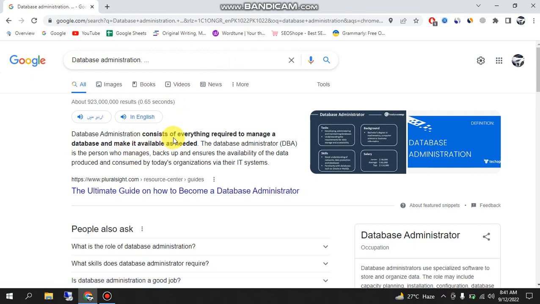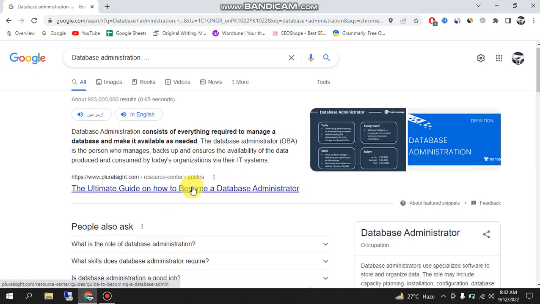administration consists of everything required to manage a database and make it available as needed. The database administrator, DBA, is the person who manages backup and ensures the availability of the data produced and consumed by today's organizations through their IT systems.